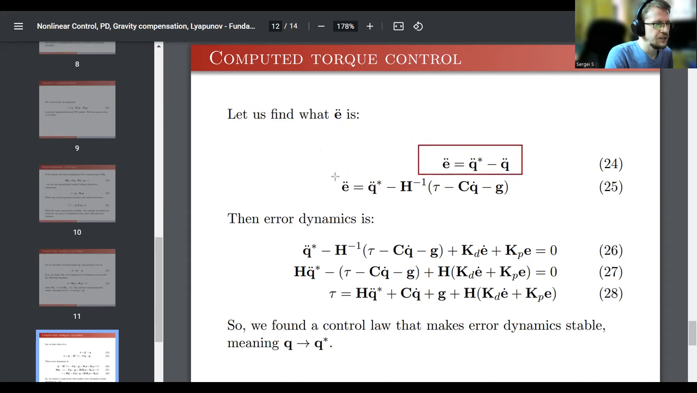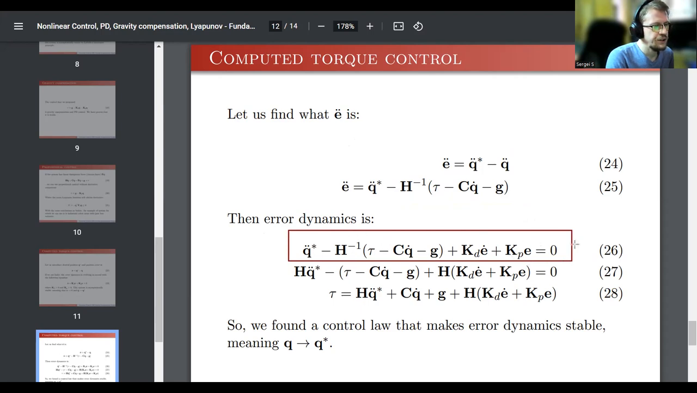So this is what E double dot is. But we know what Q double dot is, right? Q double dot is this guy. It is H inverse times tau minus C Q dot minus G. That allows us to write our error dynamics that we wanted to achieve in this form. We just substitute here our E double dot, which we expressed in this way. That is where it comes from.